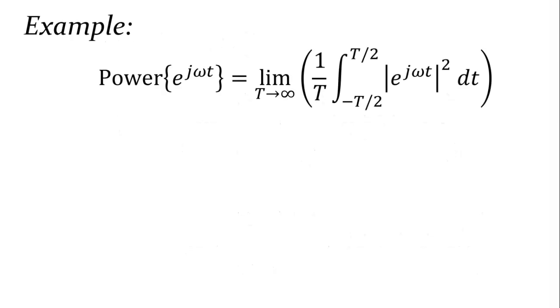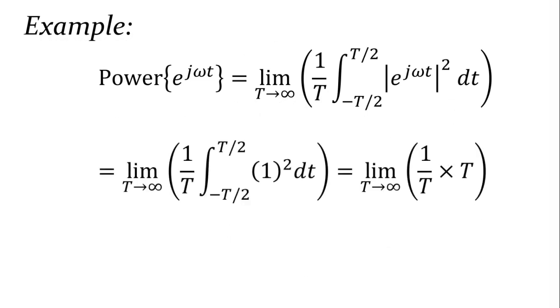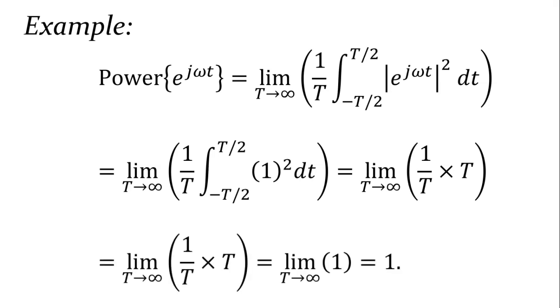Calculating power of e to the j omega t now proceeds as follows. The magnitude of this signal is 1, and the area of its magnitude squared value within the interval minus capital T over 2 to plus capital T over 2 is capital T. This gives the result that power of e to the j omega t is equal to 1. The power measure is useful in cases when the signal energy is infinite, such as for e to the j omega t and other periodic signals.